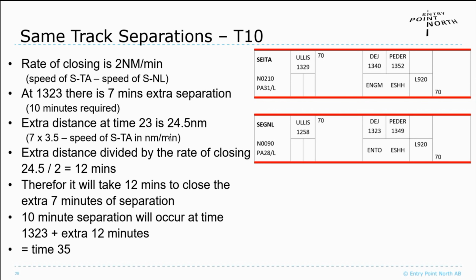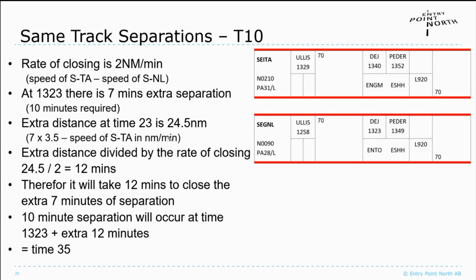So now we know at time 3-5, Sierra November Lima is halfway between Dea and Peta, or thereabouts, and also at time 3-5, Sierra Tango Alpha is somewhere between Ulus and Dea. They're 5 minutes away from Dea. But wherever Sierra November Lima is at time 3-5, it's going to take Sierra Tango Alpha 10 minutes to get to that same point in time.